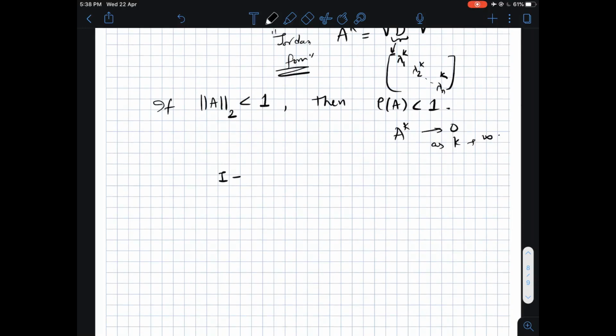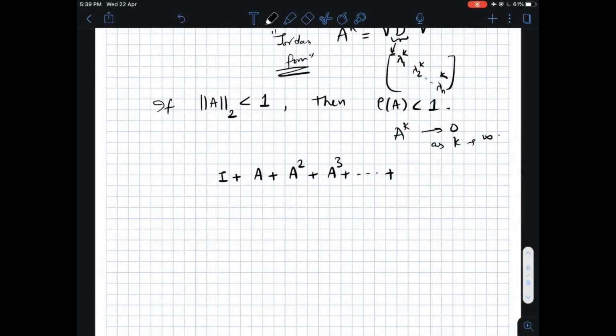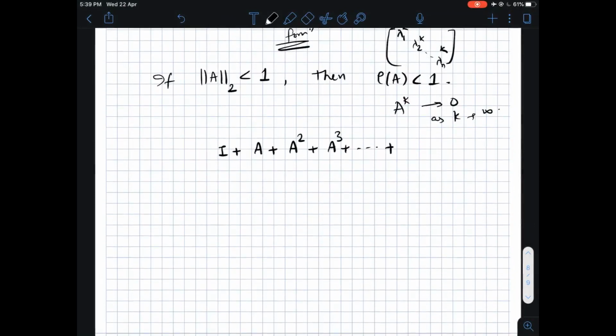Okay. One consequence of this is this series, right? So when you can talk of something like this, I plus A plus A square plus A cube and so on, you can keep running this series. You can take a large number of terms in this series. Okay, suppose you take a large number of terms in this series, right?